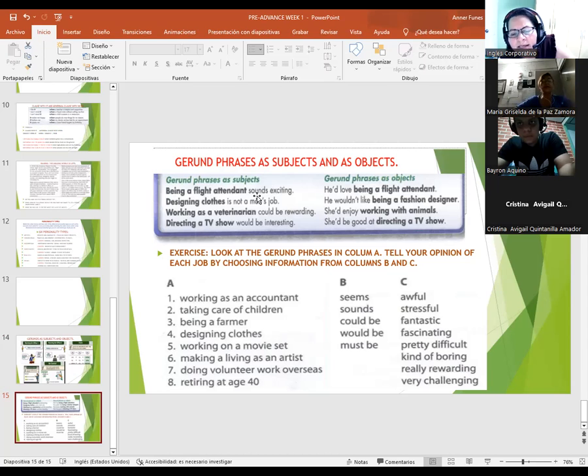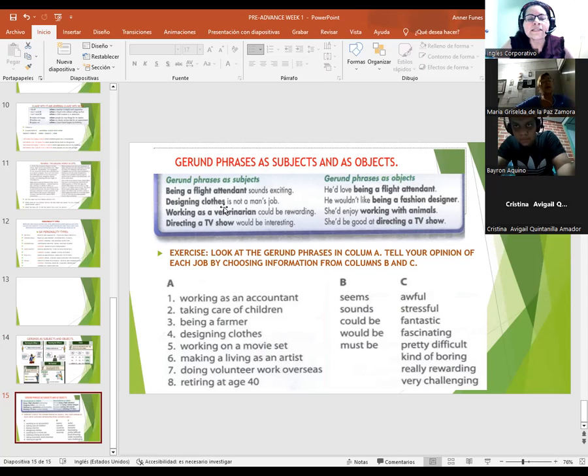Hay alguien que tiene interferencias con su micrófono. Okay, thanks.